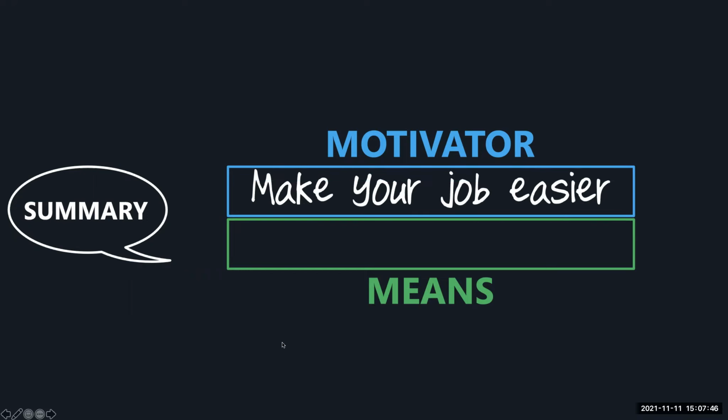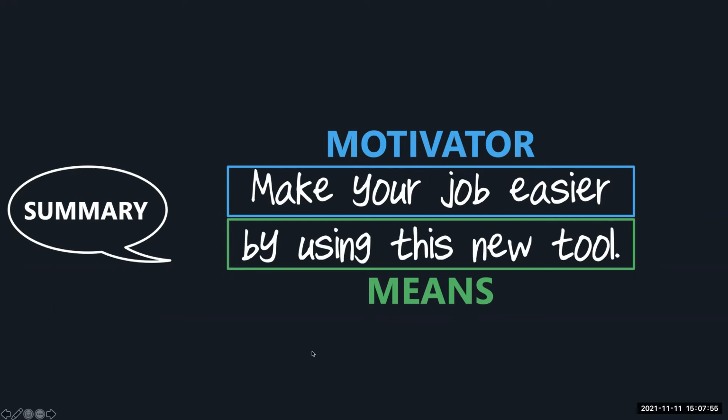So perhaps a motivator might be, hey, make your job easier. I totally want to make my job easier. All right, keep talking. How do I do it? By using this new tool. Your motivator can be implied. So for example, if you're sharing a risk mitigation tool, I don't know that you need to literally write the motivator in there because obviously it reduces risk.